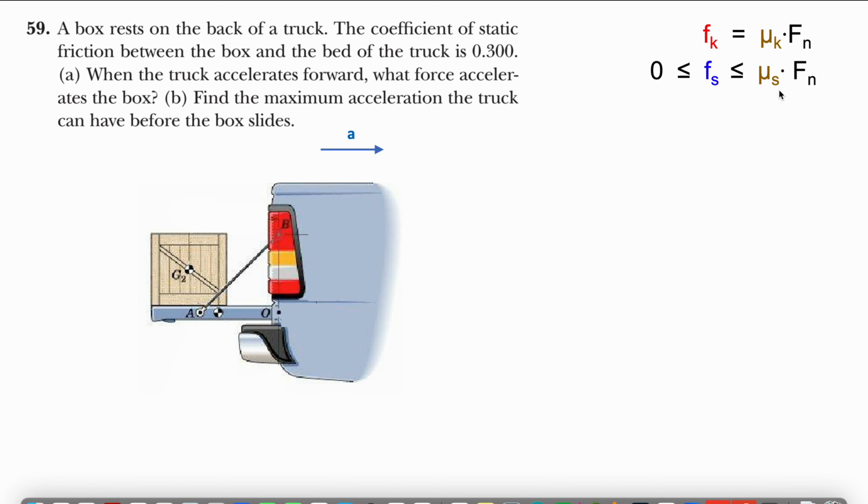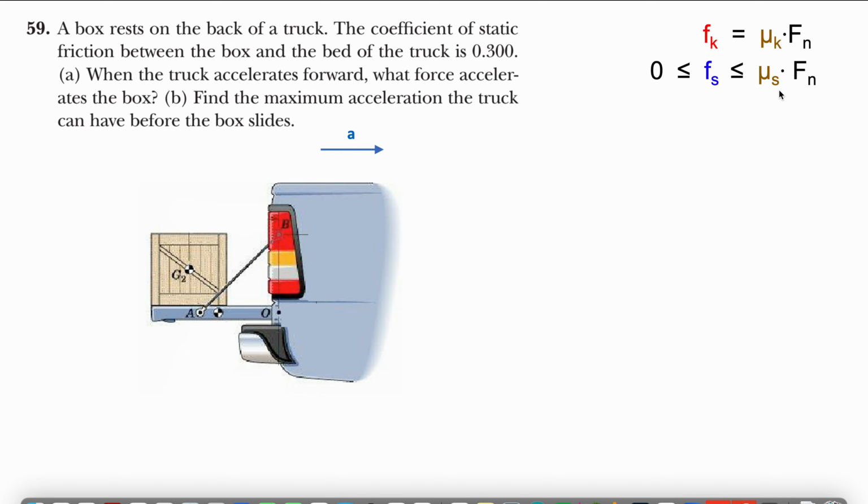So this is number 59. Not too hard, but still interesting. What you've got is a box resting on the back of a truck. The coefficient of static friction between the box and the bed of the truck is 0.300. A. When the truck accelerates forward, what force accelerates the box?